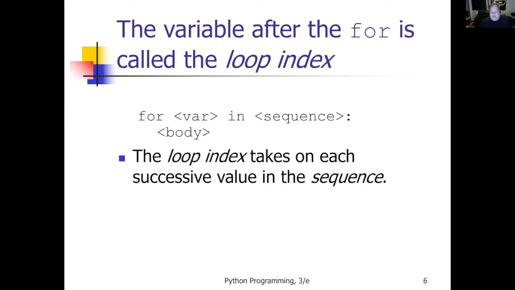The variable in the for loop is called a loop index. The loop index will take on each successive value in the sequence. If the sequence is 0 through 5, then every time the loop repeats, the variable will be replaced with the next value in the sequence.